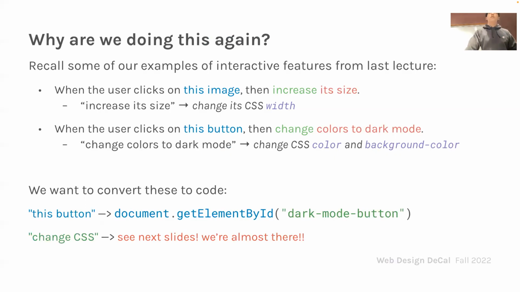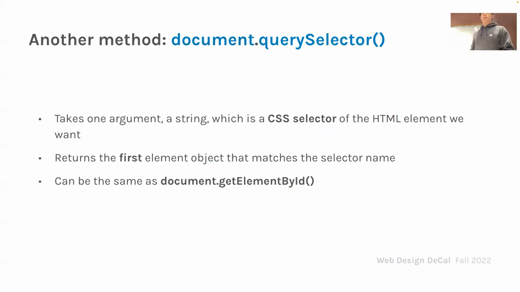So we'll look at the changing of CSS later, but I wanted to cover another possible way you could select elements. Query selector is one way you can look at, instead of by ID or by class, you can look at by the CSS selector of an element. So basically, yeah, we return the first element that matches that selector name. And in many cases, it might be the exact same as using ID.